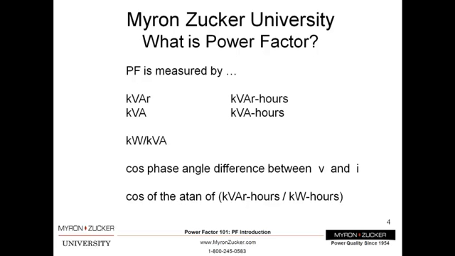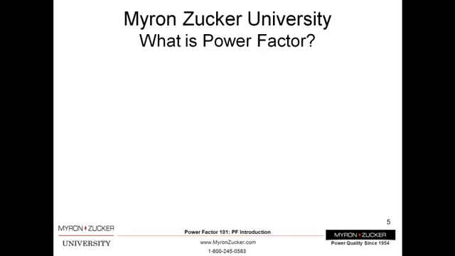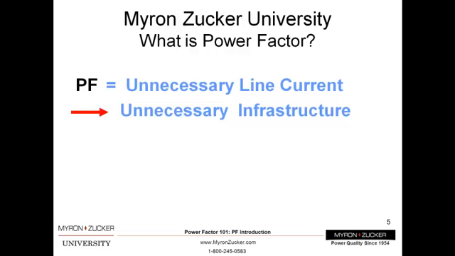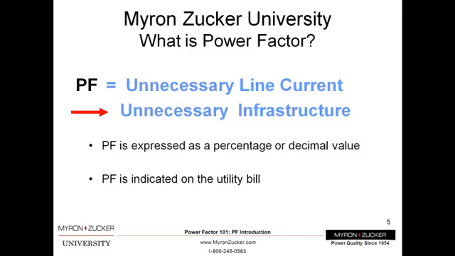We believe at this point in our training it is important to boil down the definition of power factor to just a few words. The definition of power factor can be reduced to unnecessary line current. And since infrastructure such as generators, transformers, switchgear, and conductors are sized based on current, poor power factor results in the need for larger, more costly infrastructure. Also note that the expressions mentioned earlier for power factor can be reduced down to a single value, which is presented on the utility bill either as a decimal or percentage. Again, these relationships and theories supporting them will be covered in future training modules.